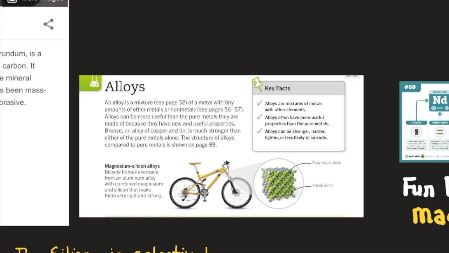light and strong. So the next time you ride a bicycle, a common bicycle, just remember that it's made of silicon and magnesium. We'll talk about magnesium in a future video. We're currently talking about the element silicon. So the bike frames are made of two elements, magnesium and silicon, silicon being a semiconductor and magnesium belonging to the alkaline earth metals. We'll eventually talk about that element in a future video.